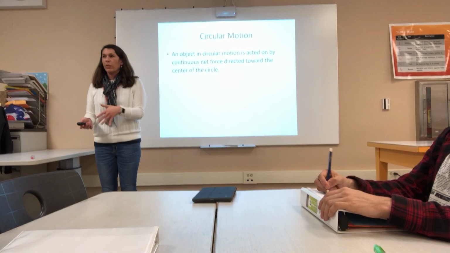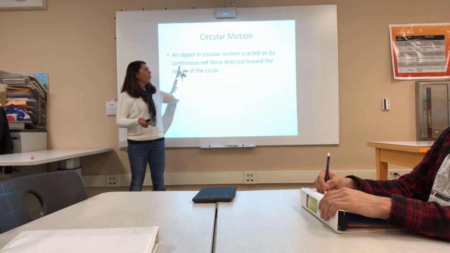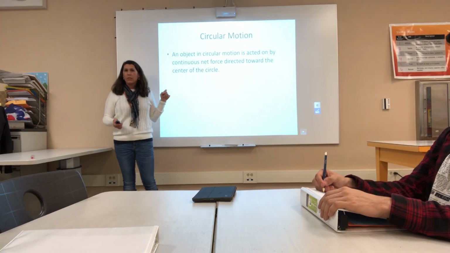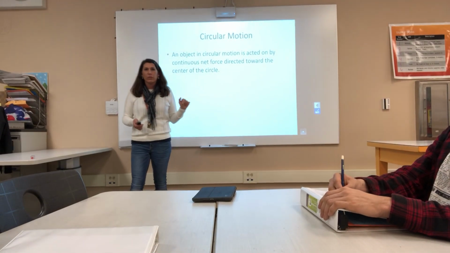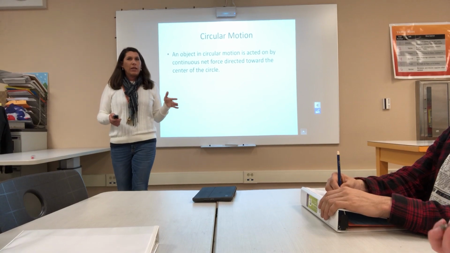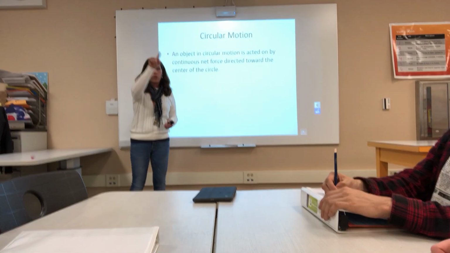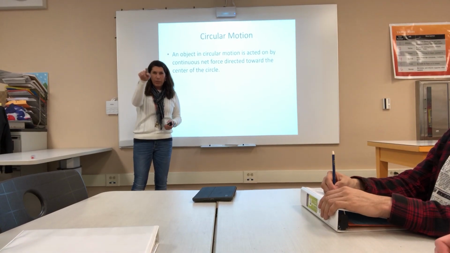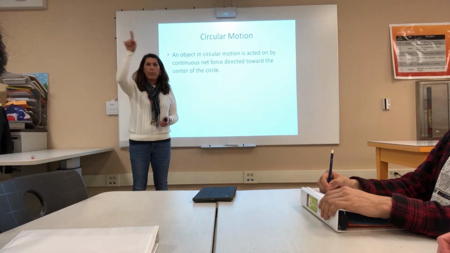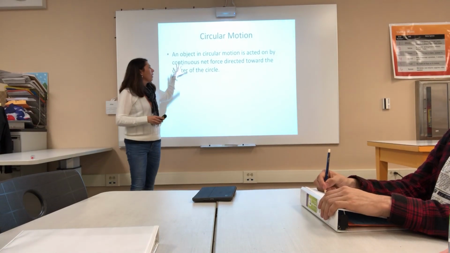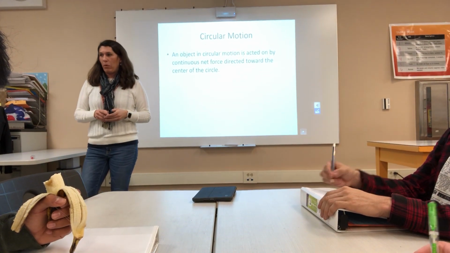I know that when I first started learning about this, I really struggled with this idea of what is a continuous net force? And how does it push something towards the center of the circle? In my mind, if it's pushing continuously towards the center of the circle, isn't that going to make a spiral? How could it make something that would go in a perfectly circular path? So, write down this definition, and then we'll talk about it, and I will give you an example.